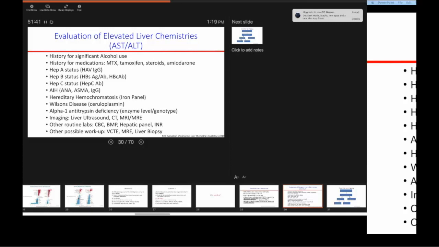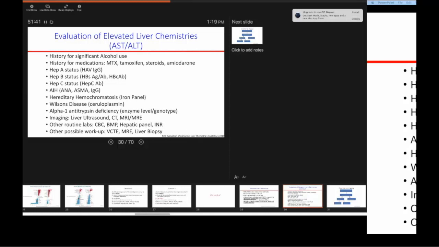So number 1, as we mentioned, you got to take that history for alcohol use and to see if there are any of these common medications that cause steatosis, such as methotrexate, tamoxifen, steroids, and amiodarone. And I check the Hep A status just because I'm probably going to vaccinate them. I really don't check for acute when they're coming to see me. Their LFTs shouldn't be that high.